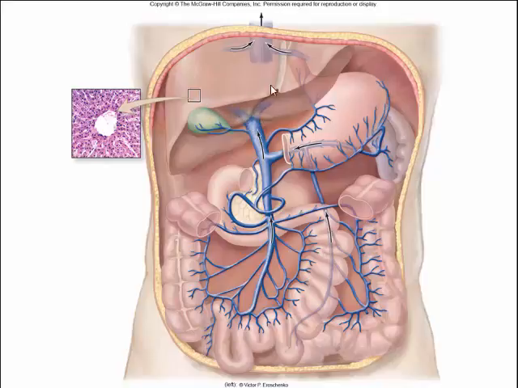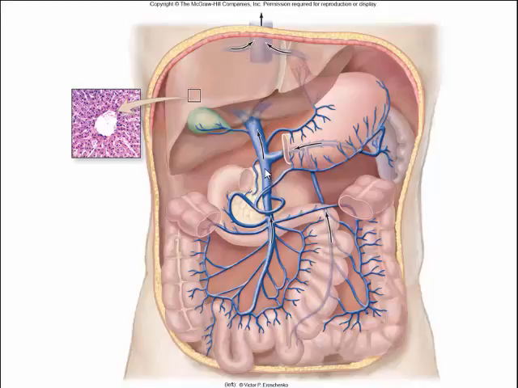The blood from there will go through the capillaries of the liver. Here you can see a micrograph showing the capillaries of the liver. All of that blood will drain into a central vein in each lobule of the liver. Those central veins will eventually drain into the hepatic veins.